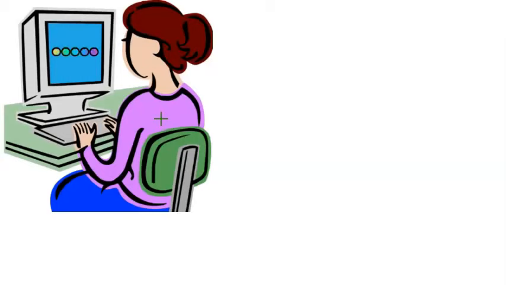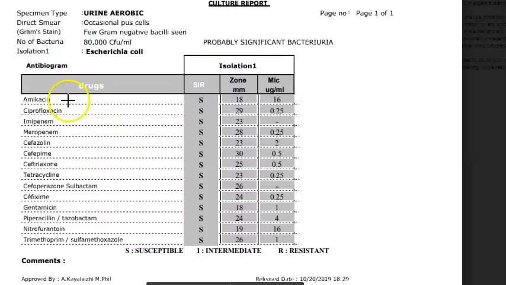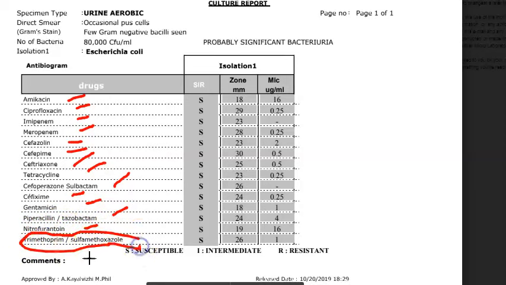And that urine should be given before taking any antibiotic, because antibiotics can interfere with your results. So now this is the report that will be given to the doctor. Amikacin, ciprofloxacin, imipenem, meropenem, cefazolin, cefepime, ceftriaxone, tetracycline, cefoperazone, cefixime, gentamicin, piperacillin, tazobactam, that is a combination. Then nitrofurantoin, trimethoprim, sulfamethoxazole.